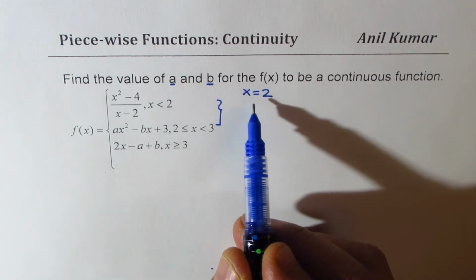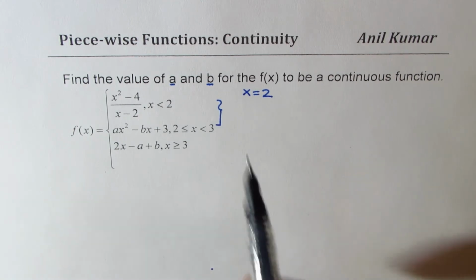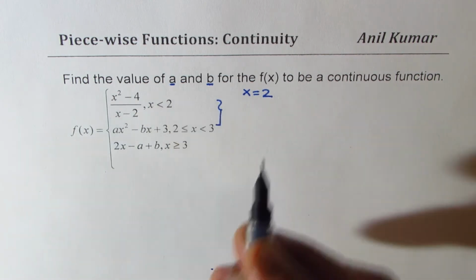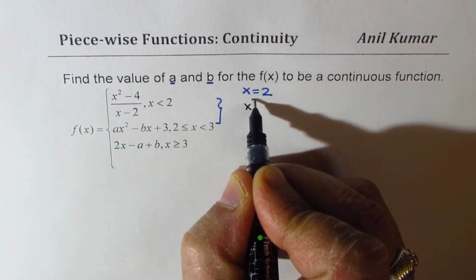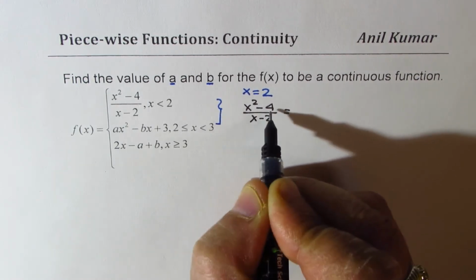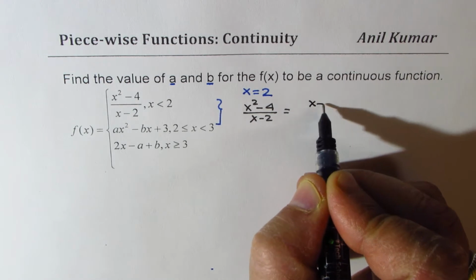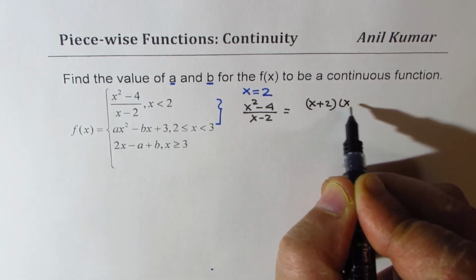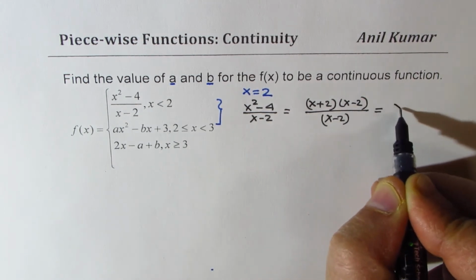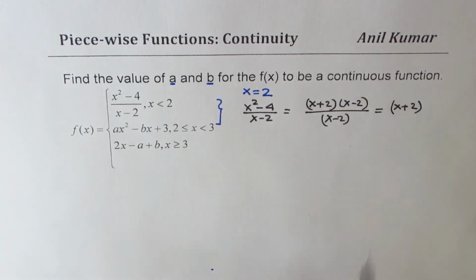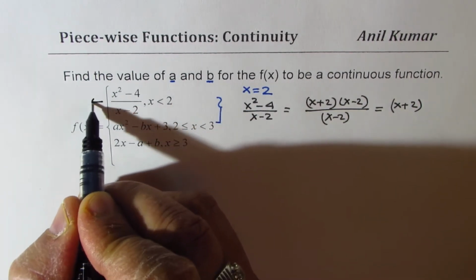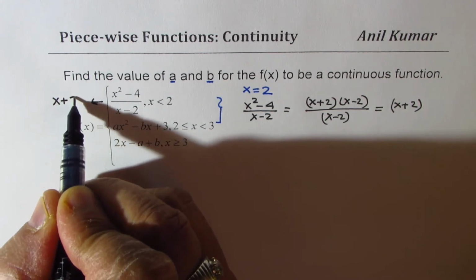So first equation we get with x equals 2. Now if I write x equals 2 here, what do I get? Well, the x squared minus 4 over x minus 2 could be simplified. Let's do that part first. x plus 2 times x minus 2 divided by x minus 2. So it is basically equal to x plus 2. Do you see that? Correct? So at x equals 2, this part here is x plus 2, right?